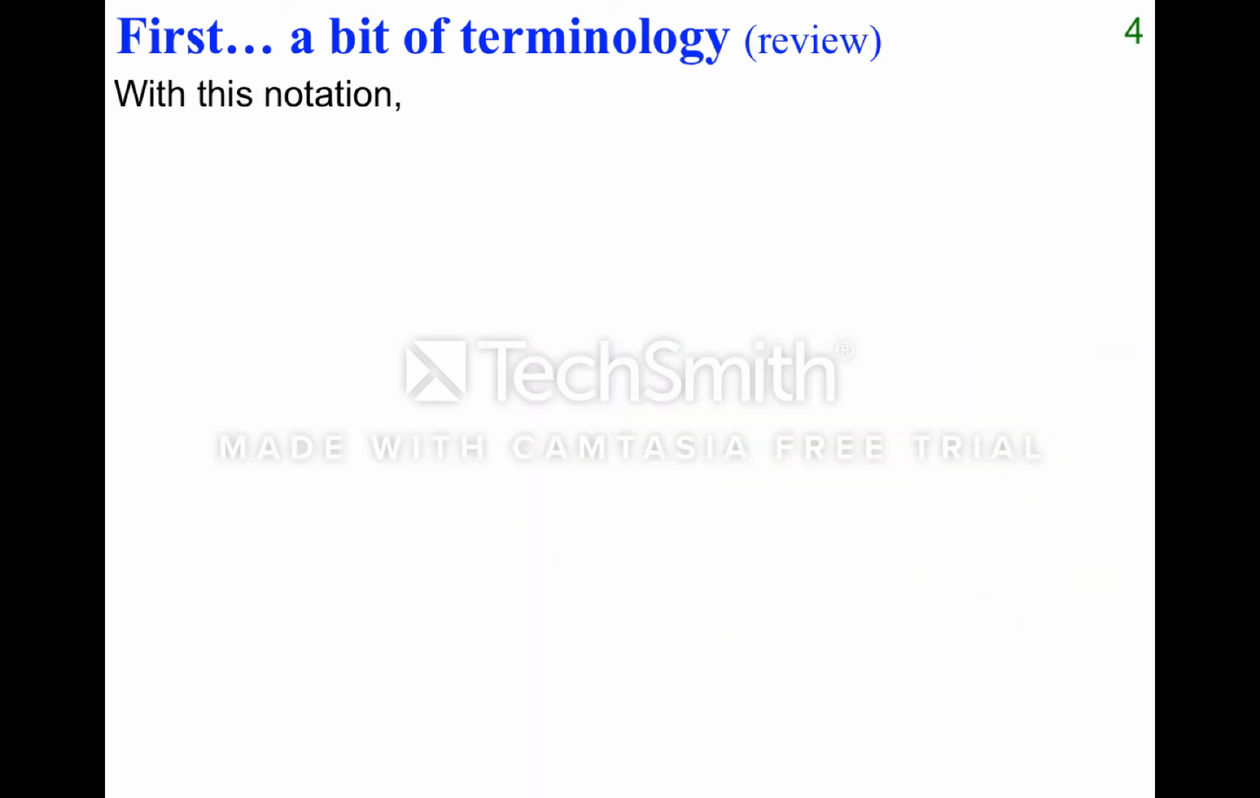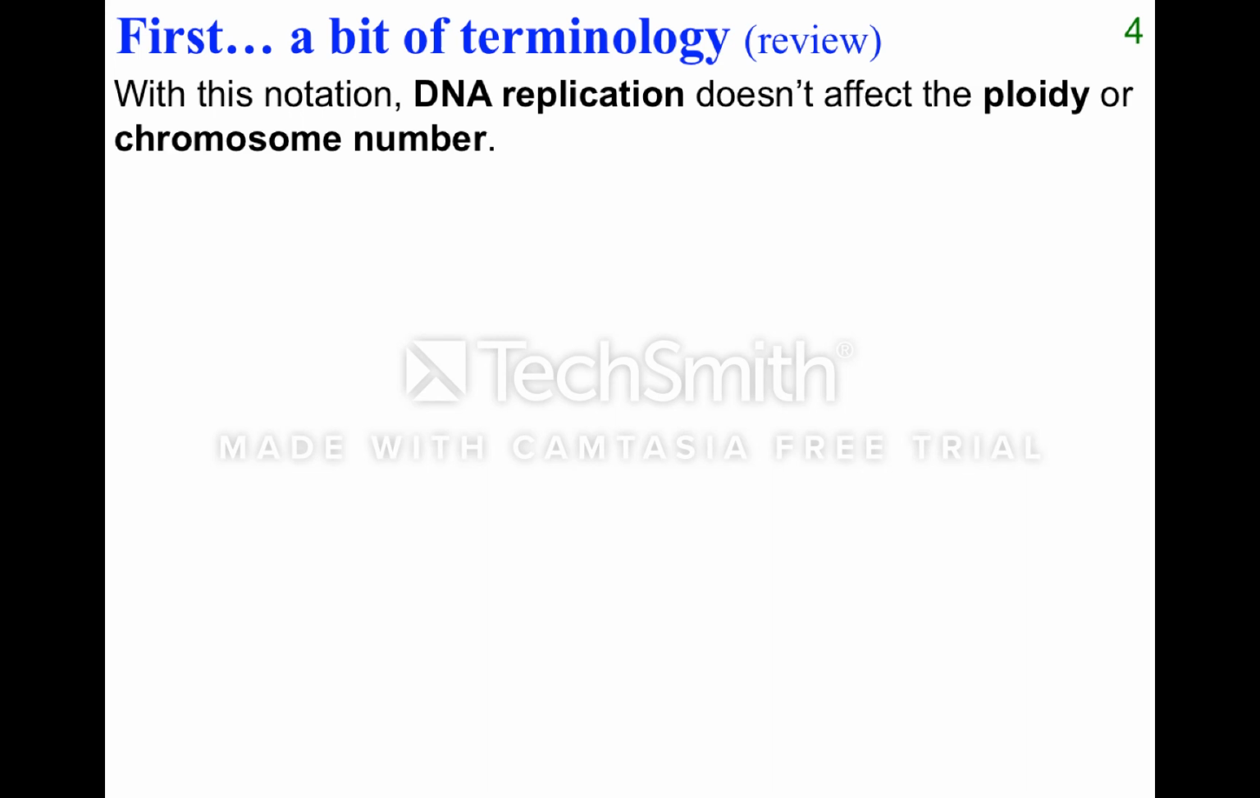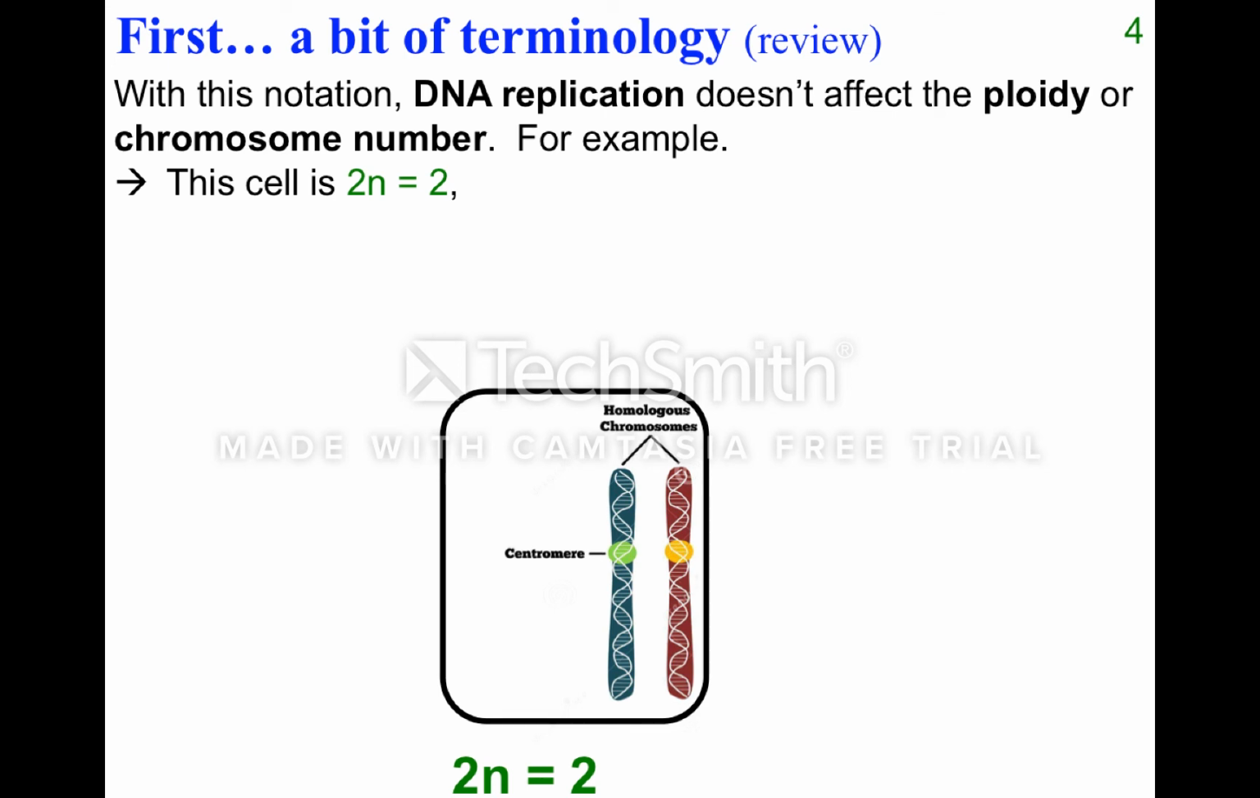All right. So, with this notation in mind, you should know that when we do DNA replication and double the DNA in the cell, that doesn't actually affect the ploidy or the total chromosome number in the cell. For example, this cell only has 2 chromosomes, so that's why there's a 2 after the equal sign. And it's also 2n, it's diploid. The cell only has 1 chromosome per genome.